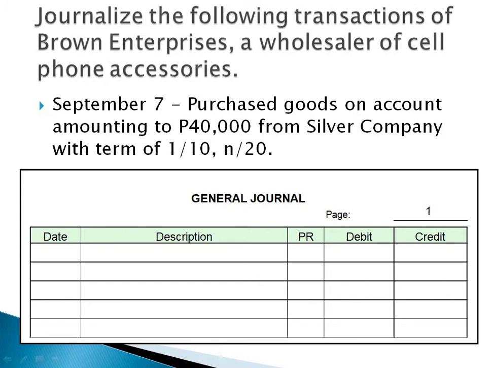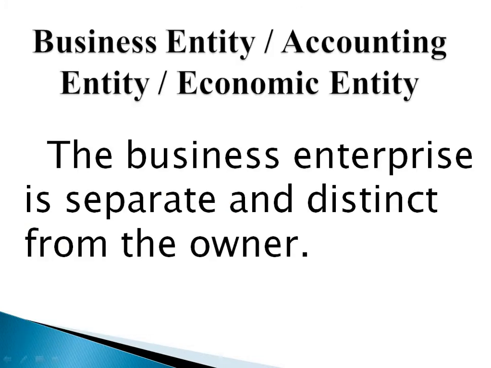We need to record the transactions of Brown Enterprises, not of any other business entity, not even of the owner of Brown Enterprises. Because remember, one of the important accounting assumptions known as business entity or accounting entity or economic entity or simply entity: the business enterprise is separate and distinct from the owner. We are on the viewpoint of Brown Enterprises, not of the owner, not of any other business entity.